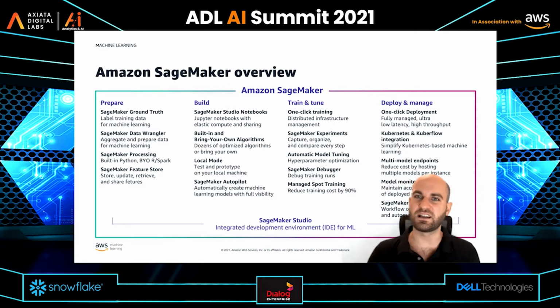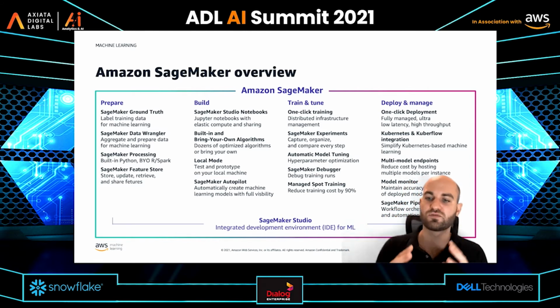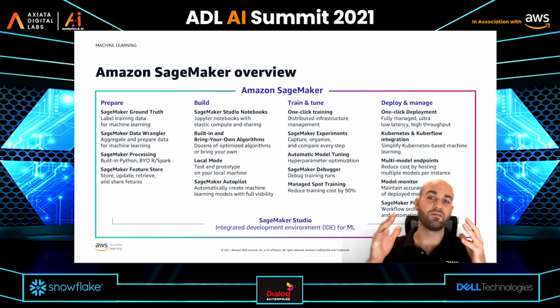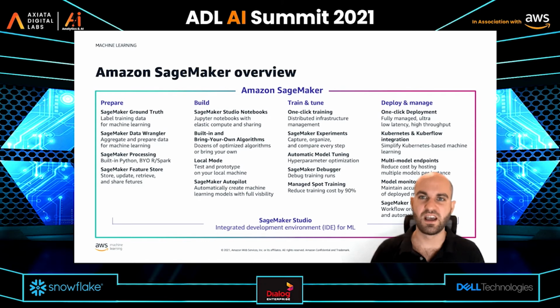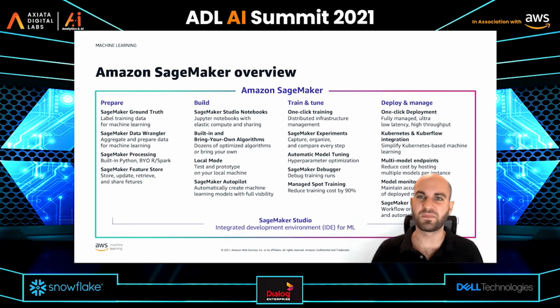And then, of course, with one click of a button, I can deploy it. I get an API endpoint with my now own built and trained machine learning model. Again, it's fully managed, it can go down to ultra low latency, high throughput. You have flexibility in how you do it. If you use something like Kubernetes or Kubeflow, there's integration for that. Very important, there's also the ability to have multi-model endpoints, and I highly encourage that. So you can have multiple versions of your model and multiple endpoints and send certain parts of your user base to different models.